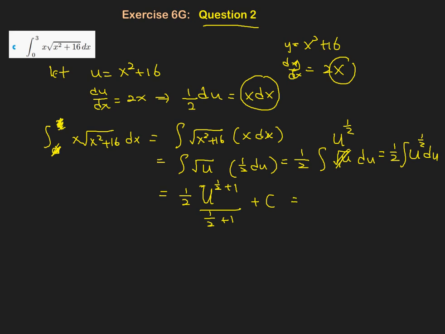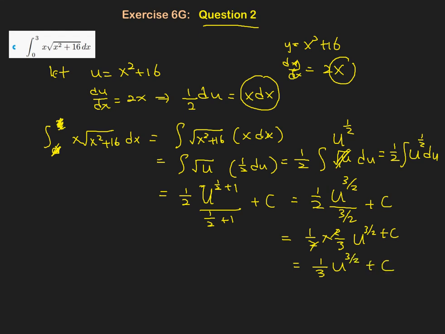Don't want to miss anything, and you have plus c, and this is equal to half times 2 over 3, equal to 1/3 of u to the power of 3 over 2 plus c. But remember that what u was actually x squared plus 16, to the power 3 over 2 plus c. Okay, remember this. Now move to this.